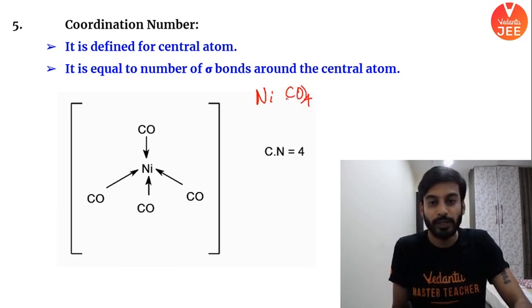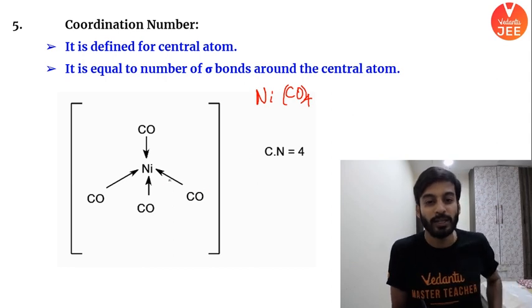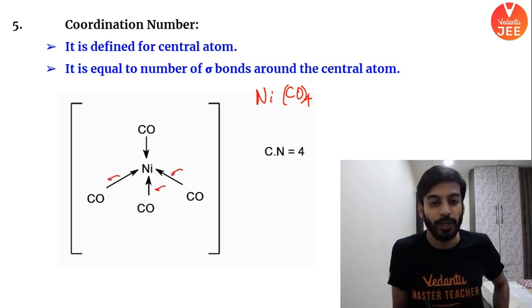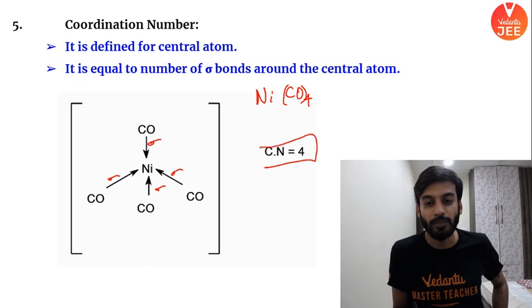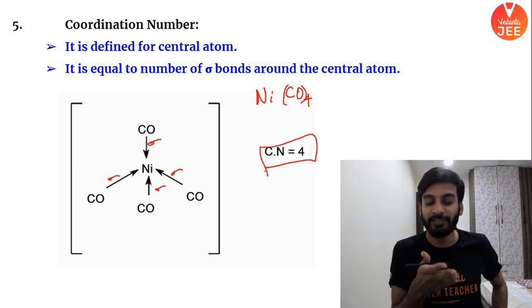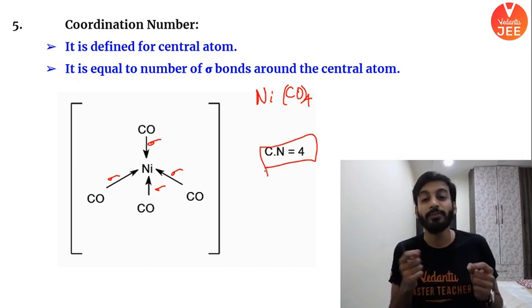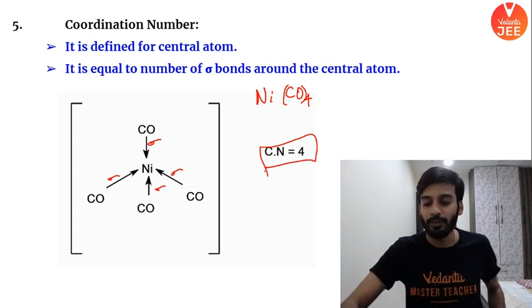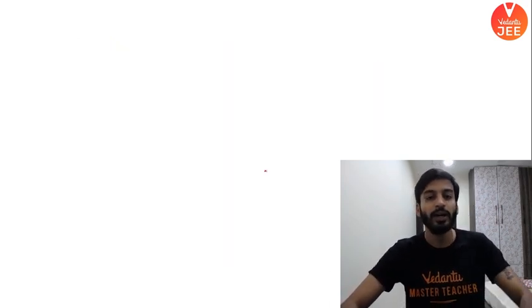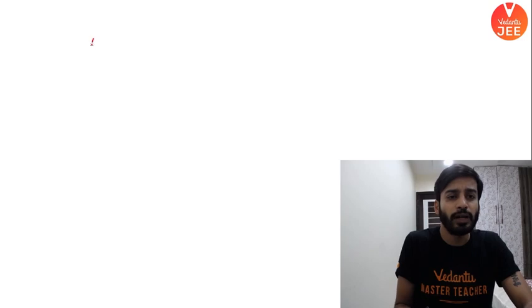Ni(CO)4. So you can notice how many sigma bonds are formed: 1, 2, 3 and 4. So you will say the coordination number is 4. It is defined for a central atom, and how many sigma bonds are attached to a central atom is called the coordination number. More examples let me give you. For example, Ag.